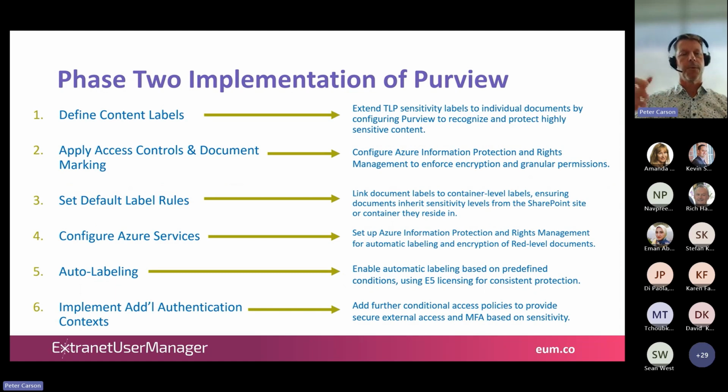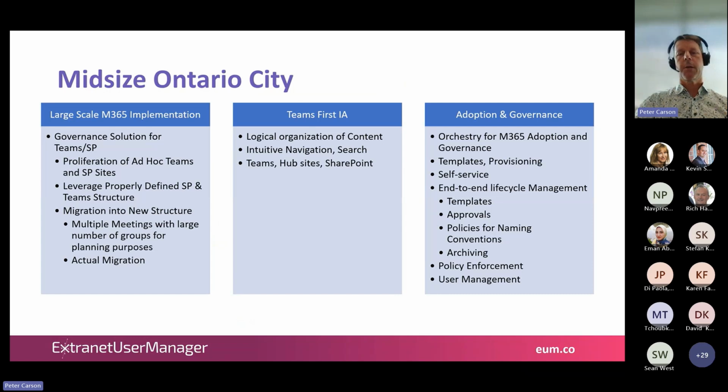And then phase two, you can go further and say, hey, let's actually define the document level rules. Let's configure the Azure services that allow you to do the rights management and the encryption. Maybe let's set up the auto labeling so documents get auto labeled as part of that, and further security policies around there.